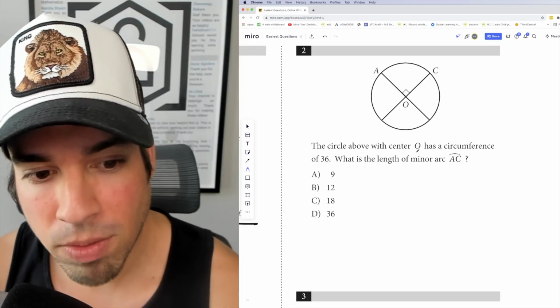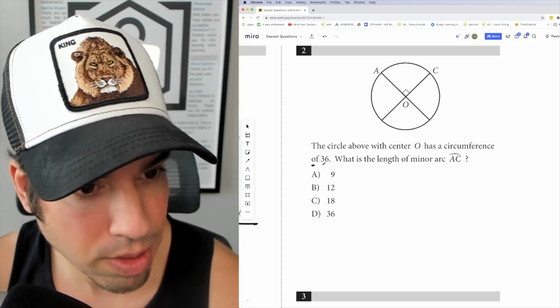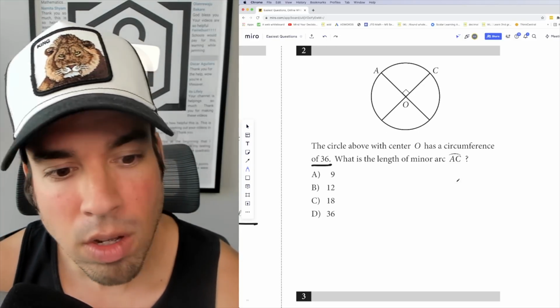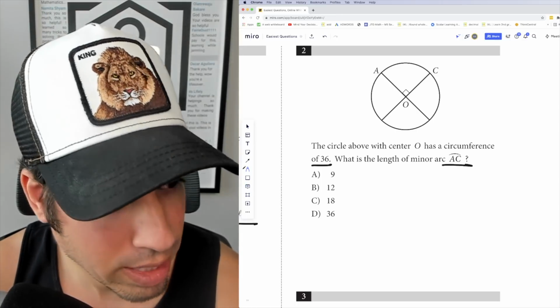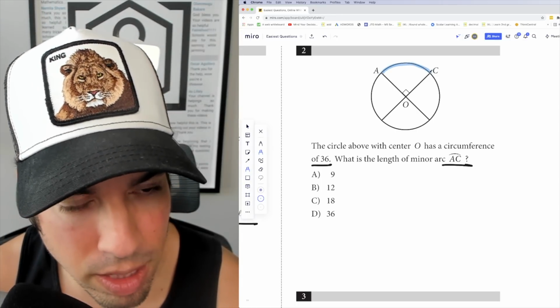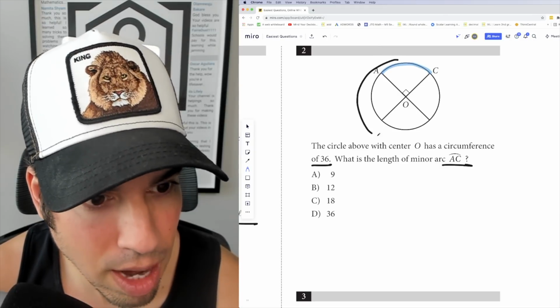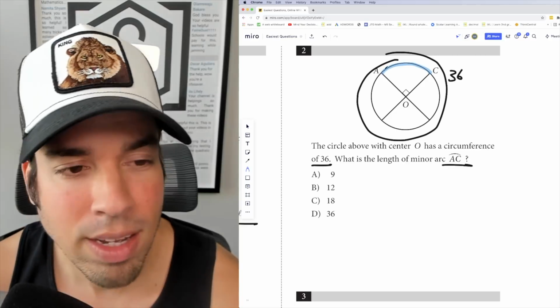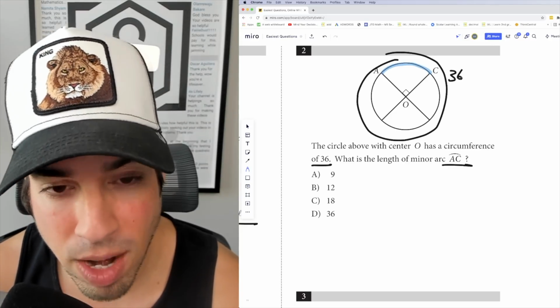Done. The circle above with center O has a circumference of 36. That is, again, the amount going all the way around. What is the length of minor arc AC? So minor arc AC is this little slice right here. Now, if they're saying the entire circumference is 36, we need to figure out AC. What is that as a fraction of 36?